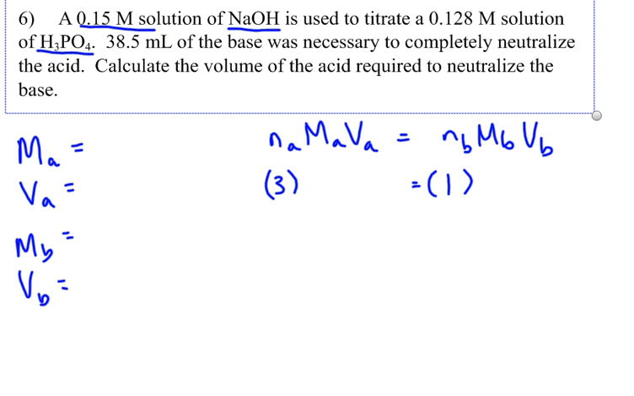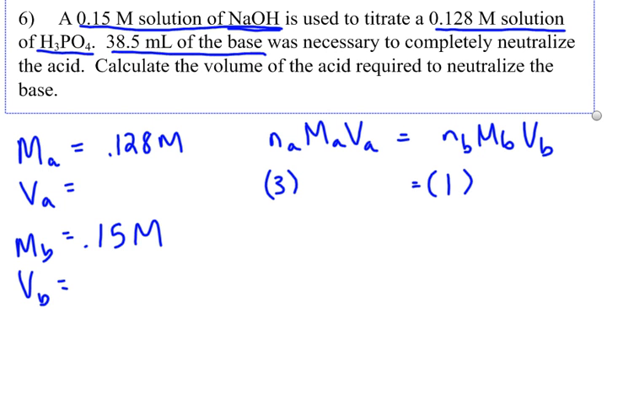The first number, 0.15 molar solution of NaOH. That's the molarity of our base. It is used to titrate a 0.128 molar solution of the acid. So the molarity of the acid is 0.128 molar. 38.5 milliliters of the base was used. So we're solving for the volume of the acid.